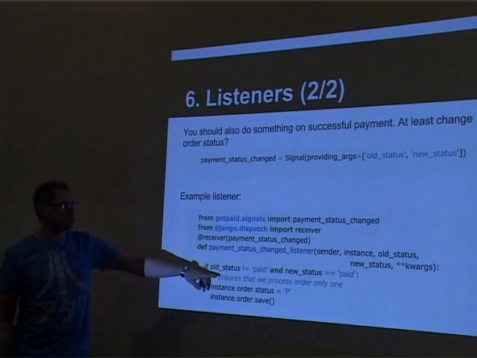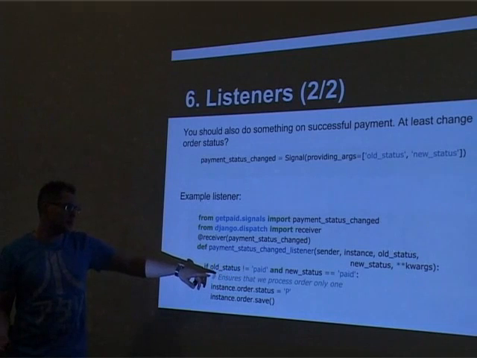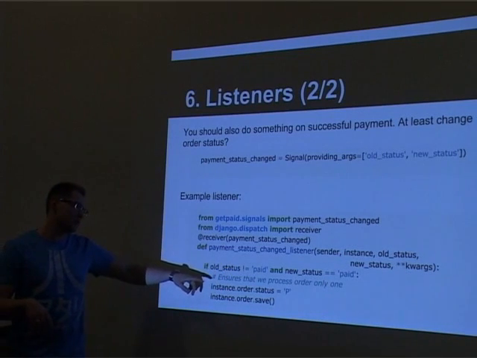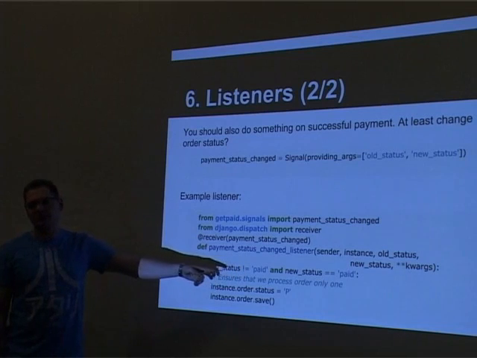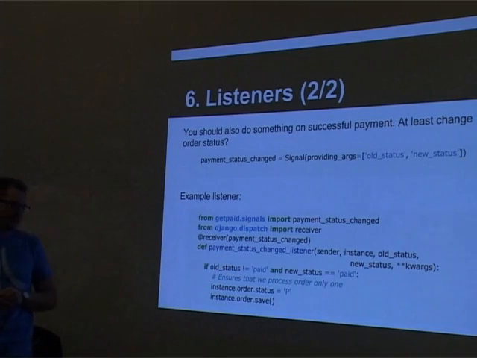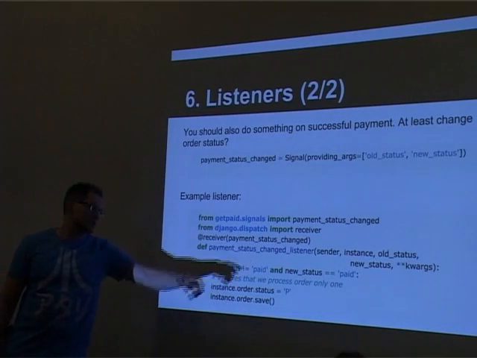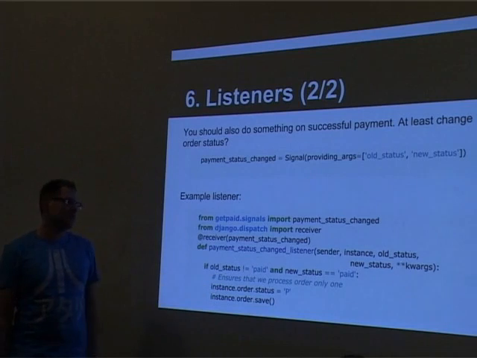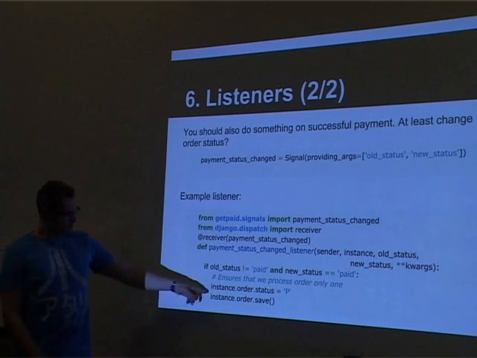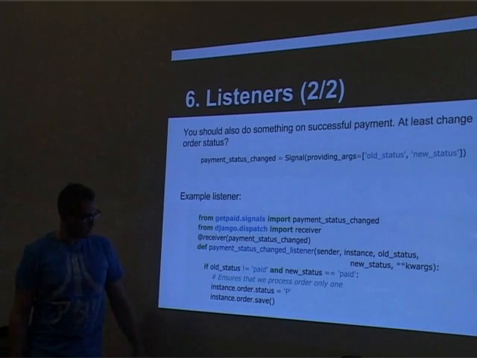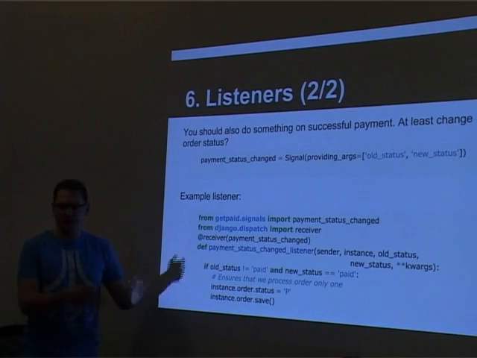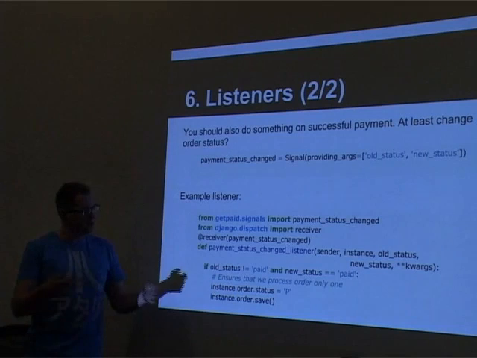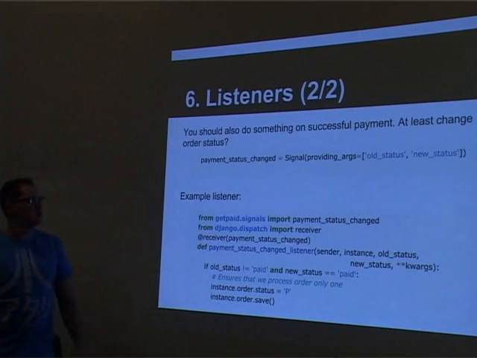Because the status can change even if the order is paid, status can also be changed for paid for some reasons. So we need to check that the old status was not paid and the new status is paid, and then we can do anything. If your code requires you to change your order status to something, you can do it. If you want to fire up some other signals or other methods, you can do it here and just implement this little handler for the signal, and that's all.